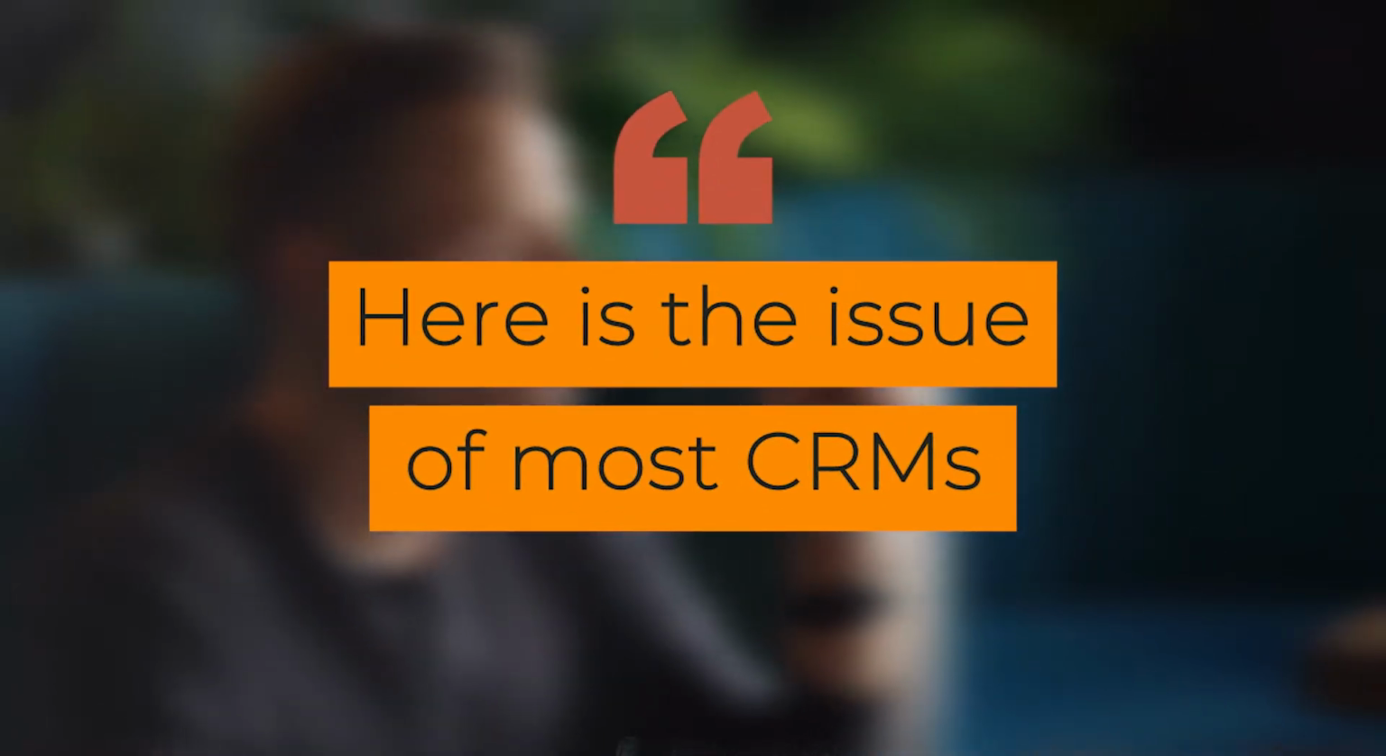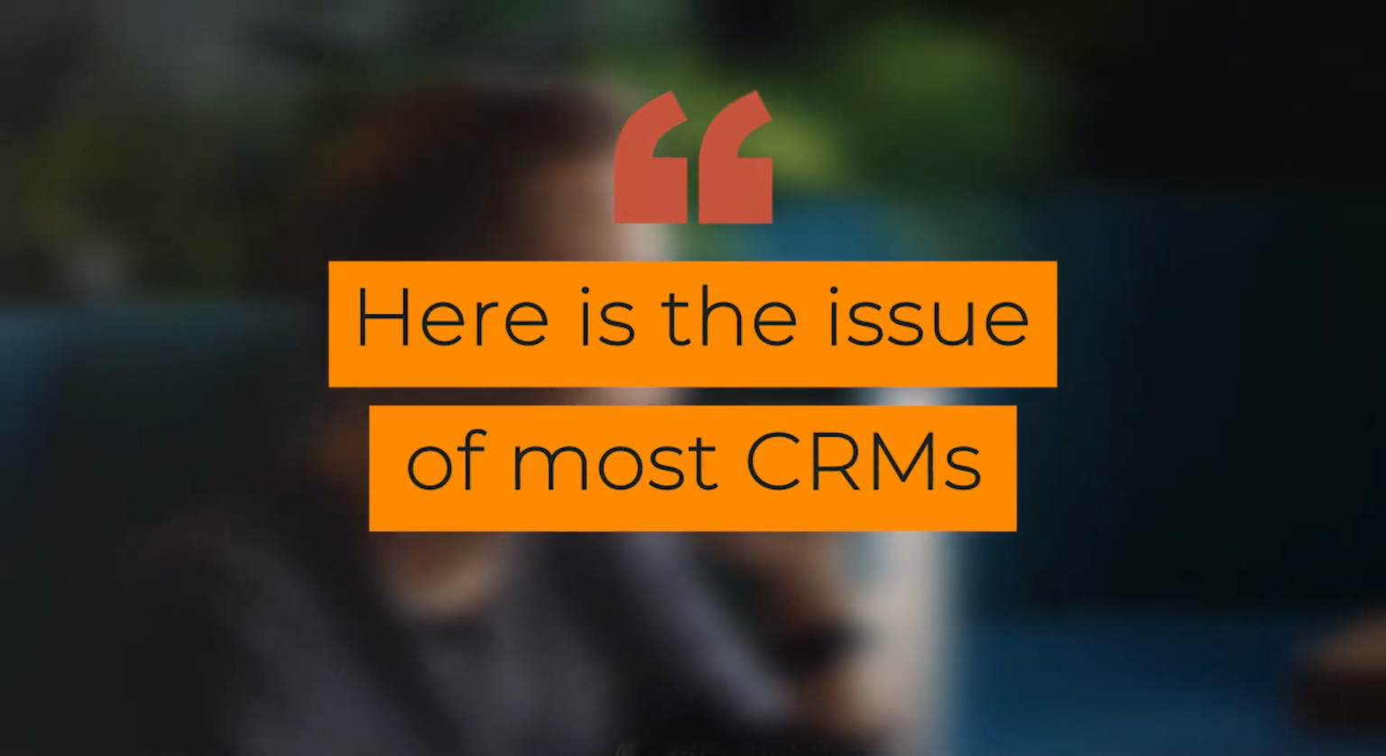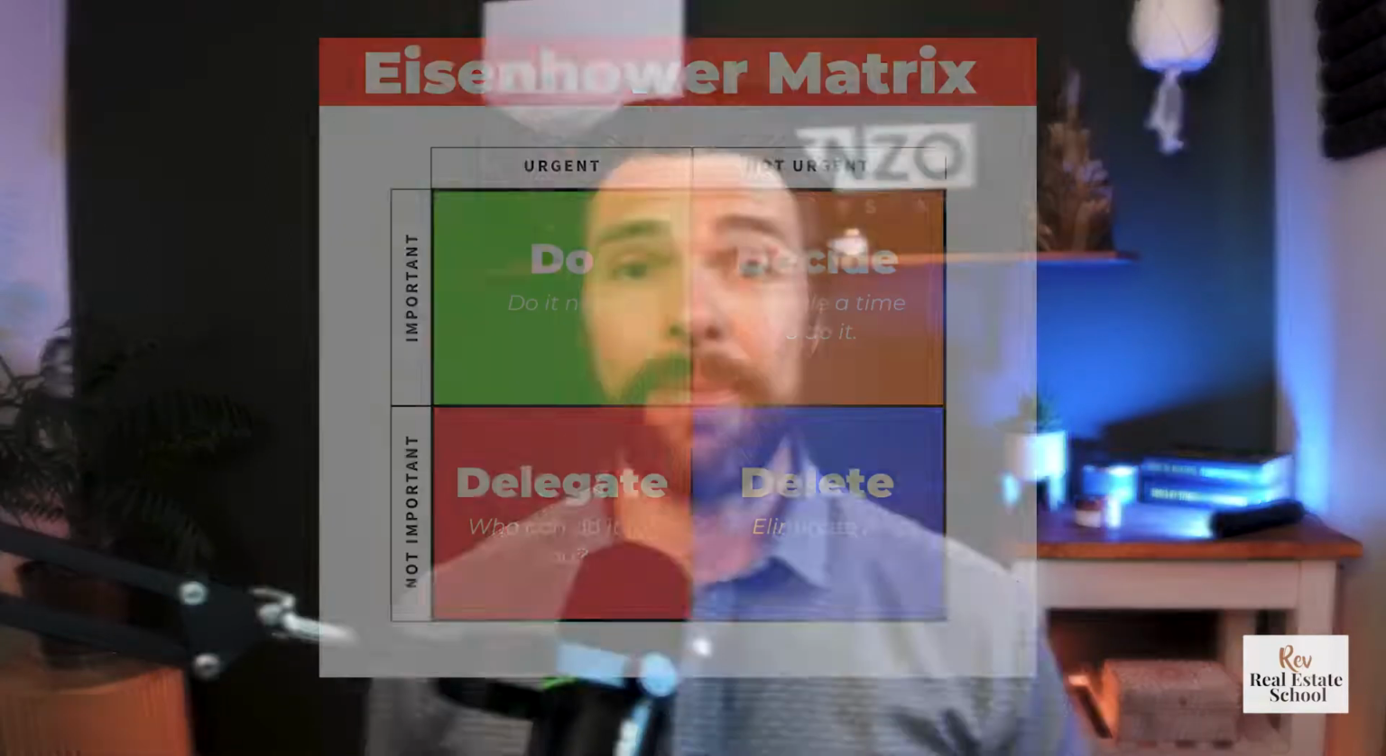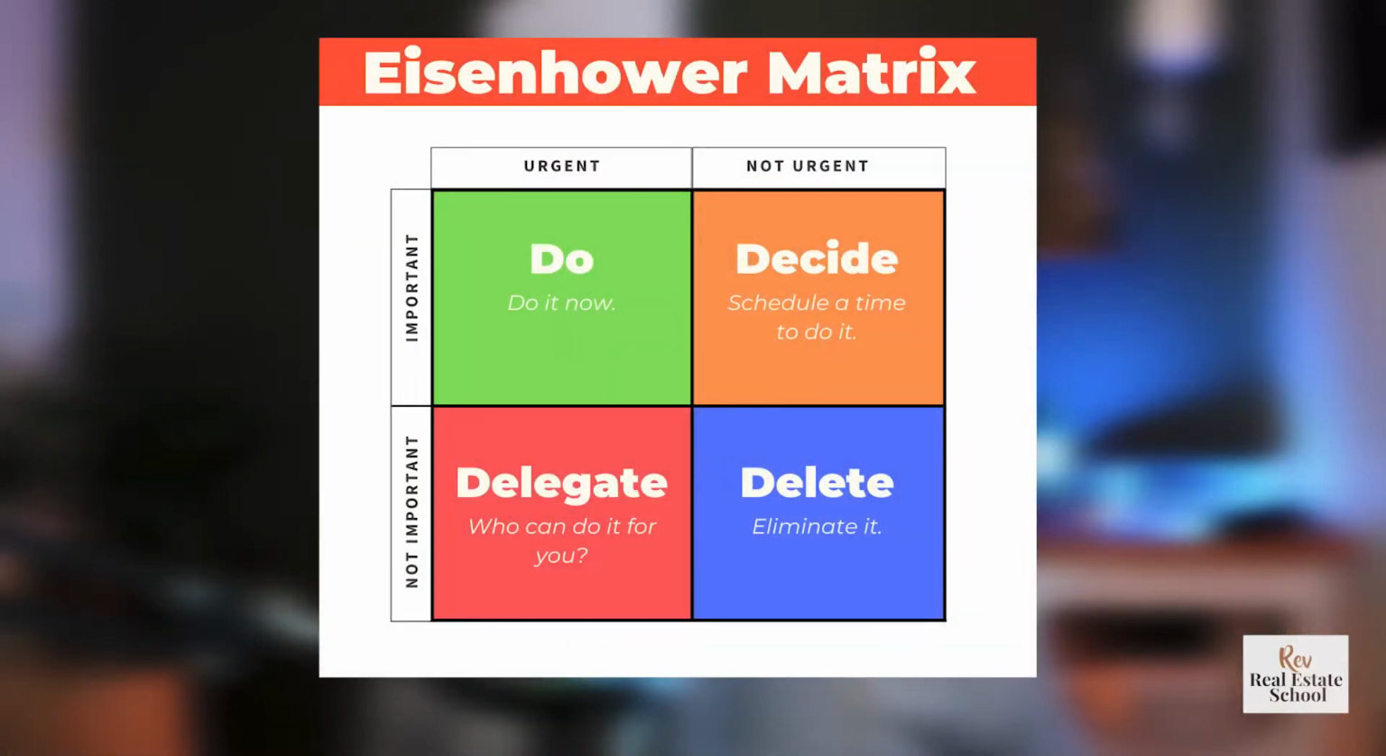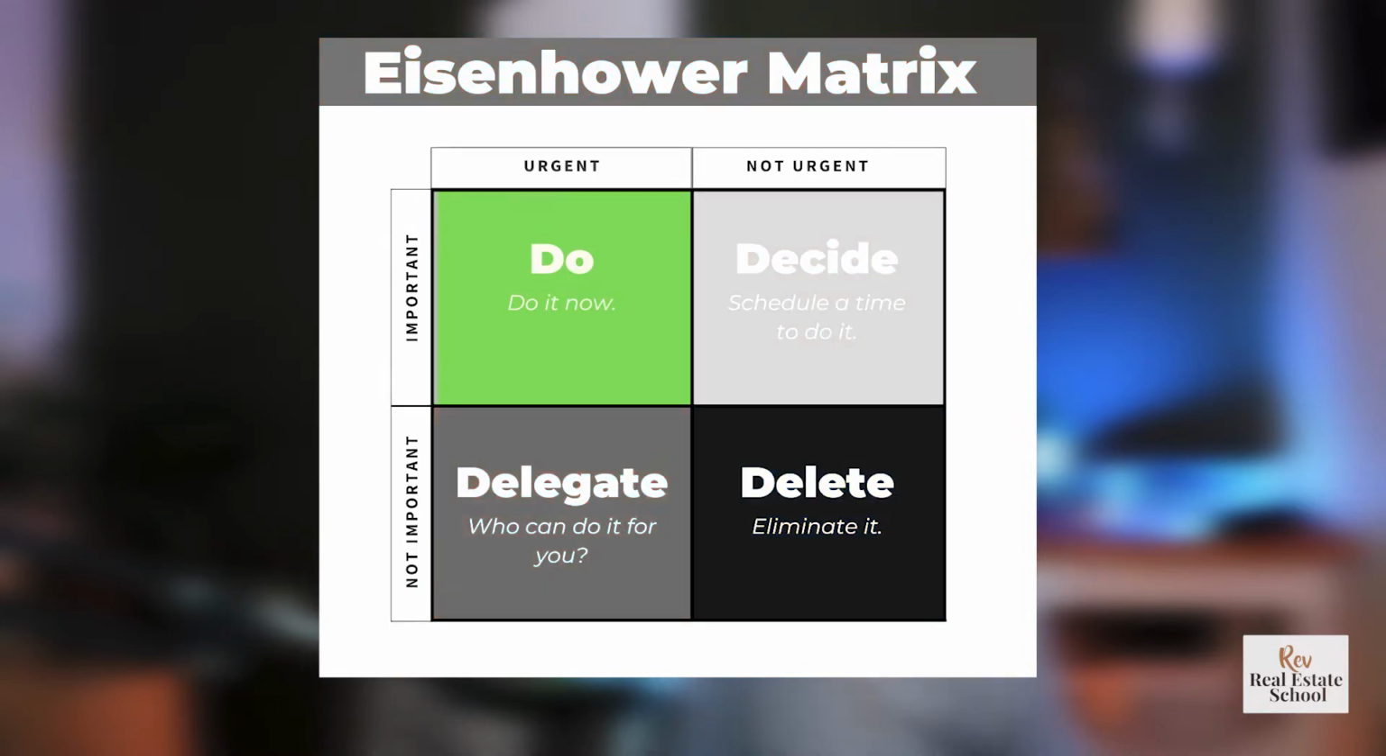Here is the issue with most CRMs. We open them up, we have great intentions of keeping them up to date. However, we do not keep them up to date over time. Why is that? Well, if you think about the Eisenhower Matrix, which basically separates things into 4 quadrants, typically as real estate agents, we're focusing on the important and urgent quadrant, when in fact the CRM sits more under the important but not urgent. And this is actually the most important quadrant whenever you are thinking about real estate.